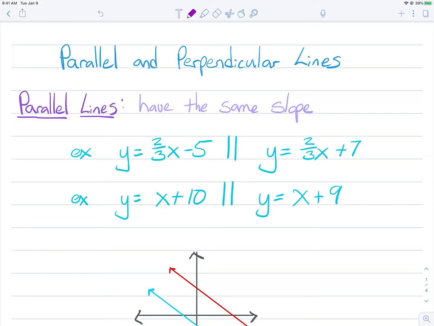Parallel and perpendicular lines. So parallel lines have the same slope. When an equation says y equals, then the coefficient of x is our slope. So for instance, on these two lines right here, the slopes are both 2/3, which means they have the same slope, so they can be considered parallel. So these two lines right here is the symbol for parallel. It literally looks like a picture of parallel lines.